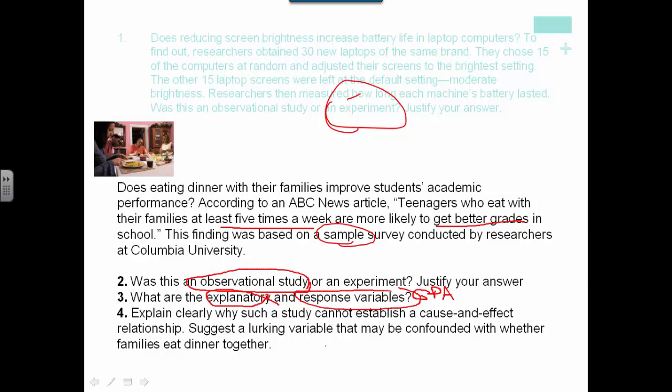Lurking variables, there can be many different types of lurking variables. For example, it could be simply that students whose families sit down to eat together have parents more interested in education than perhaps other families.